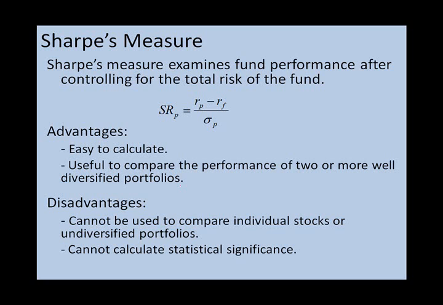This is a very easy measure to calculate, and it's useful to compare the performance of two or more well-diversified portfolios. We cannot use it to compare individual stocks or undiversified portfolios, because it's looking at total risk. We also can't calculate statistical significance. What this means is we can't say that portfolio A significantly outperforms portfolio B based on the Sharpe ratio. We don't have any measures for statistical significance. Nevertheless, it's a commonly used measure to gauge performance of a well-diversified fund relative to another well-diversified fund.